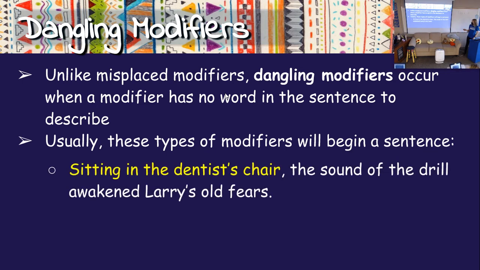Sitting in the dentist's chair, the sound of the drill awakened Larry's old fears. Well, guess what, you guys? We don't know who's sitting in the dentist's chair. There is no noun that group of words can modify. And you're probably looking at that sentence and you're like, well, obviously it was Larry. Yeah, you're right, but the way Larry's is written here is not a noun, it's what? Possessives are always what part of speech? Remember.